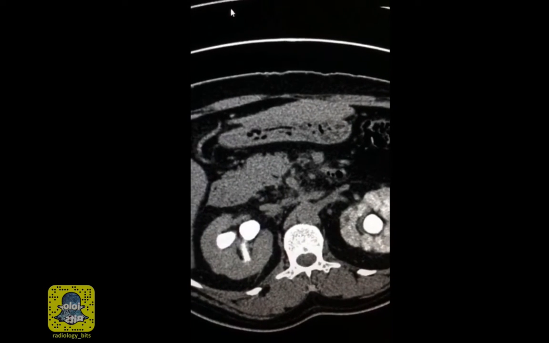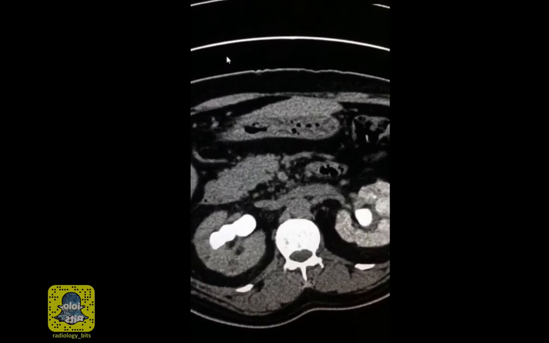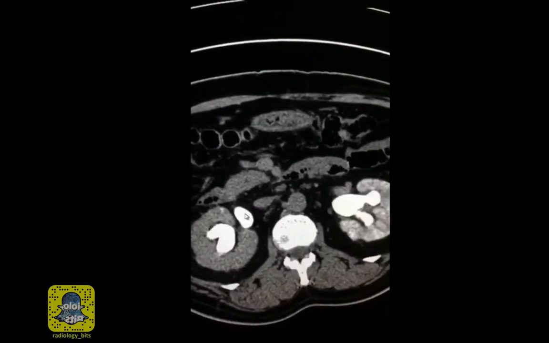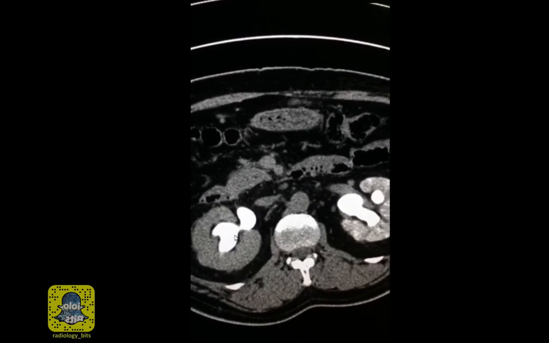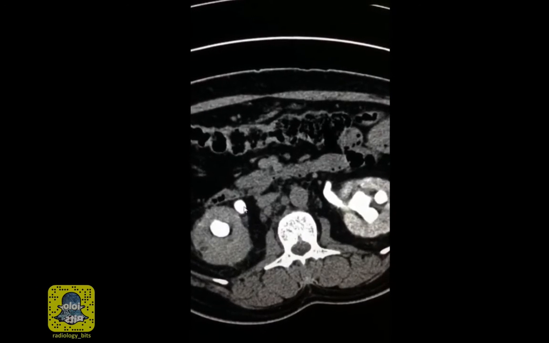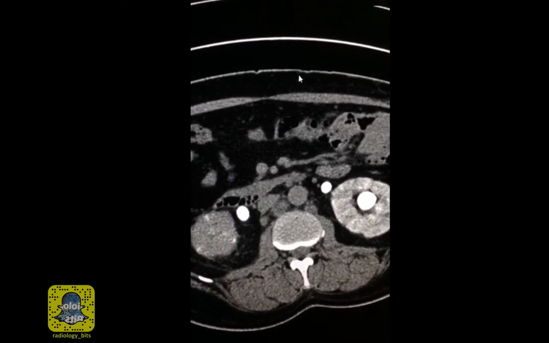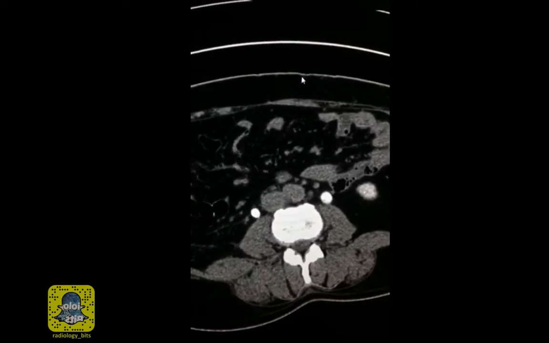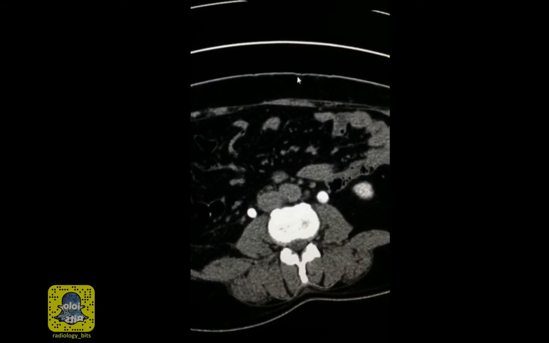So a delayed scan is done a few minutes later, usually 3 to 5 minutes after giving intravenous contrast. With that, you give time for contrast to excrete into the renal collecting system, and this is the renal pelvis and the ureters being bright with contrast. Look very carefully at the renal collecting system, since if you have a urothelial tumor somewhere, there's a very good chance you have multiple of those.